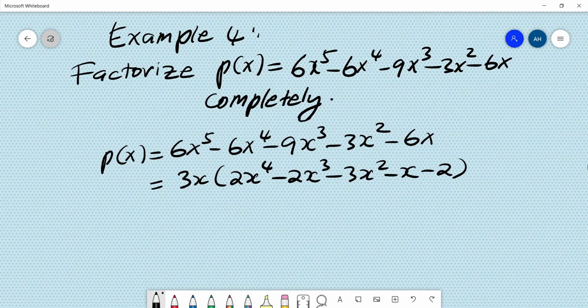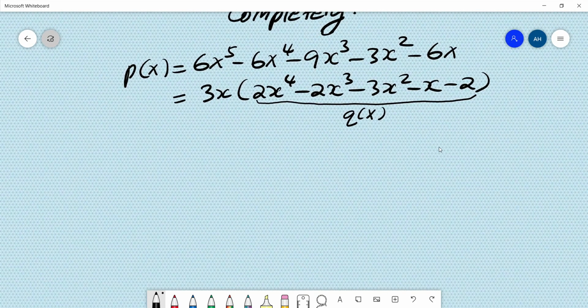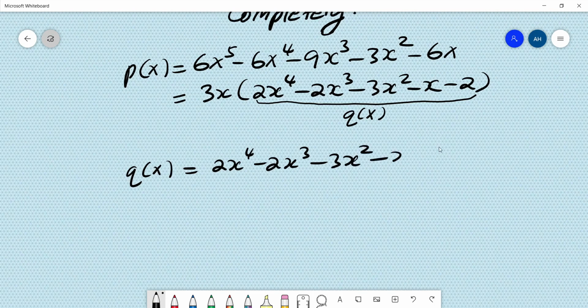Now let's give the polynomial in this bracket a new name, for example Q. Let's call that polynomial Q(x). Now we are going to factorize Q(x) some more. So Q(x) equals 2x to the power 4 minus 2x cubed minus 3x squared minus x minus 2. We are trying to factorize Q now. For the time being, we forget about P(x). We are coming back to P(x) later on.